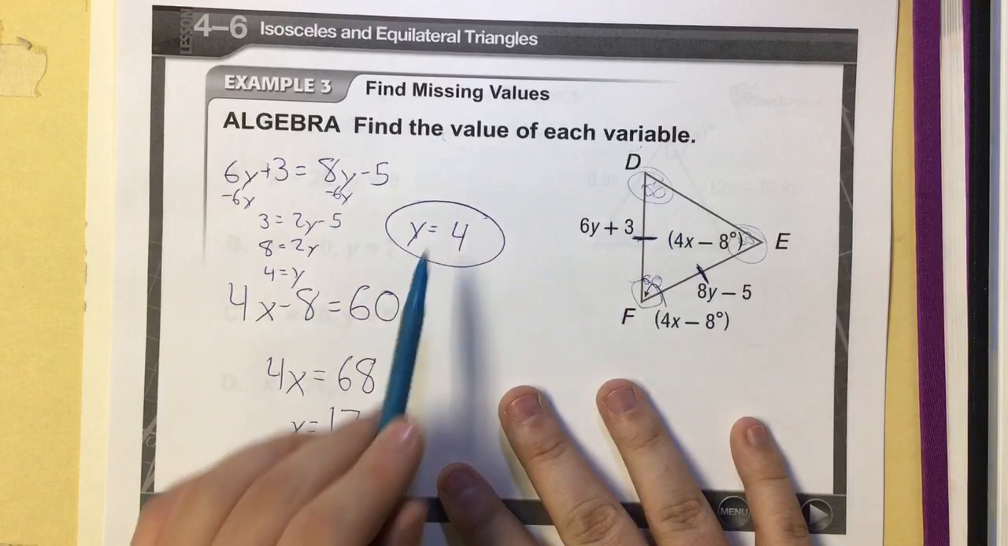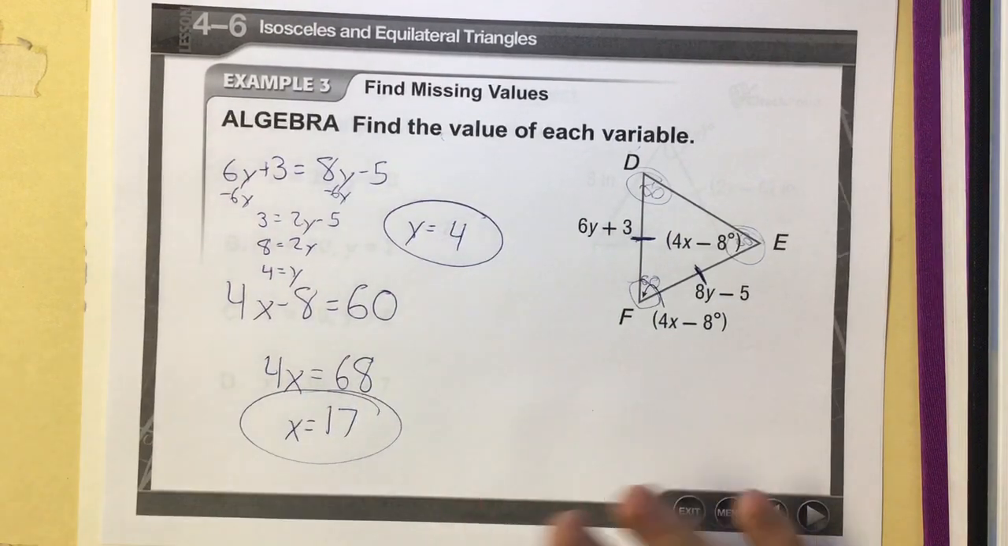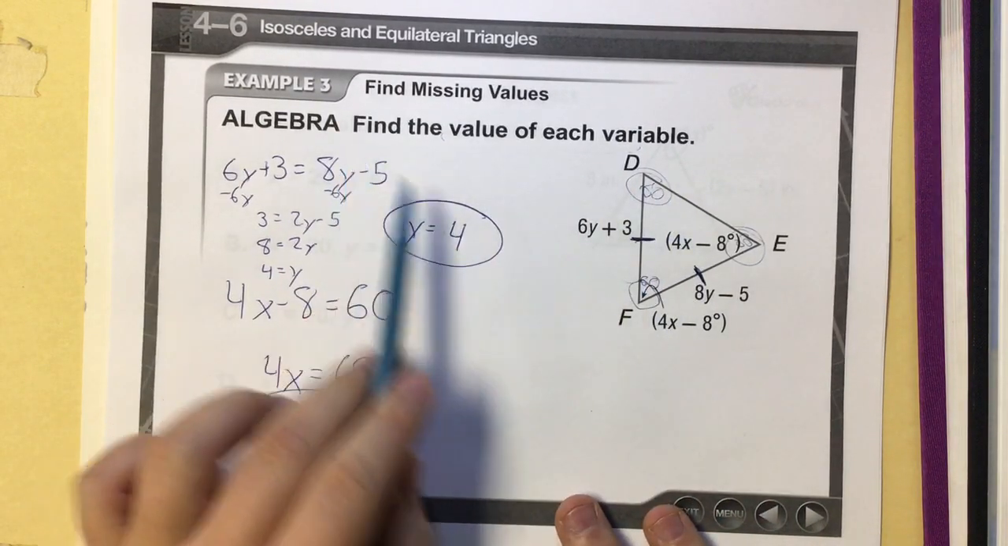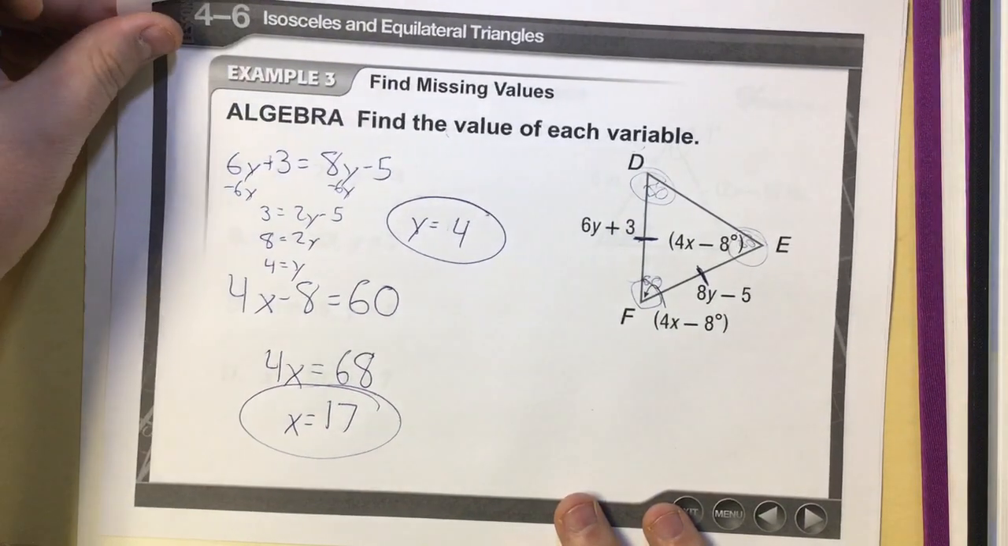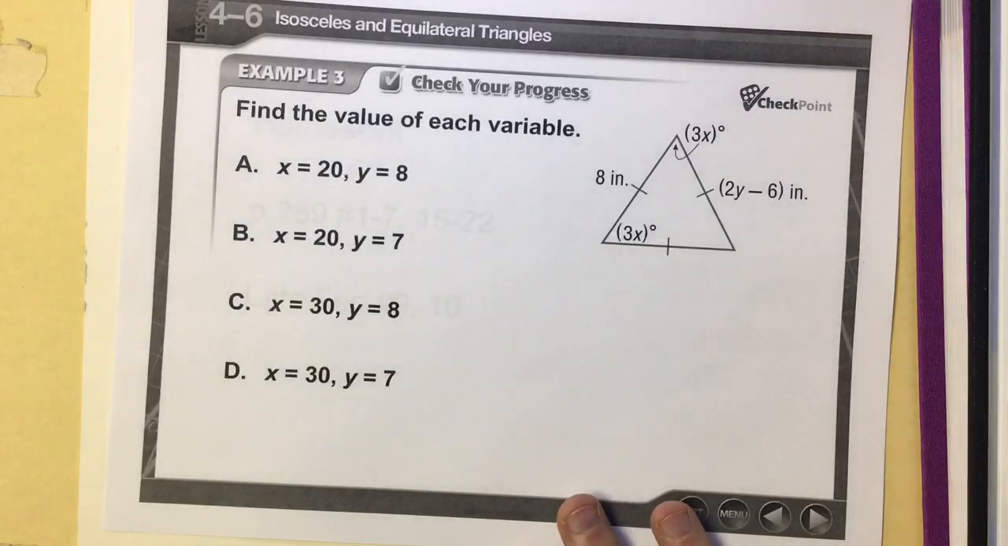It asks for the value of each variable. I found it, so I'm done. Always make sure you read. It might have asked for this side length, and I would have had to plug it in, or something like that. So always make sure you read the question.